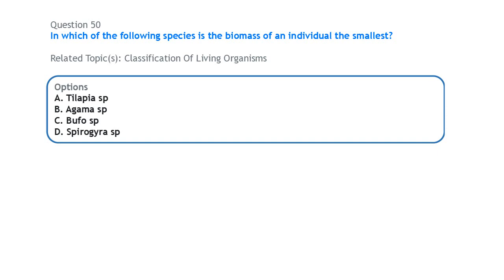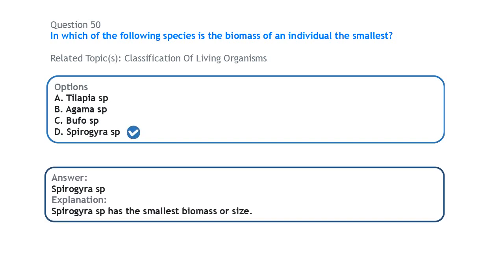Next question on classification, and this is the last question for this year. In which of the following species is the biomass of an individual the smallest? That is the Spirogyra. The Spirogyra has the smallest biomass from the options that we have here.